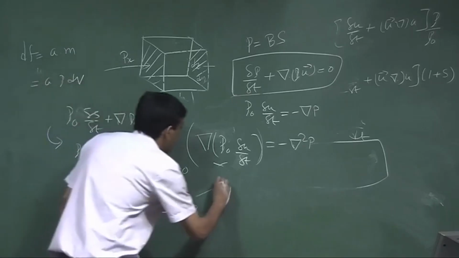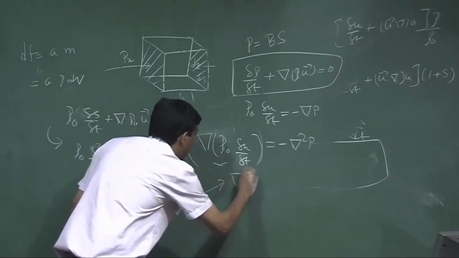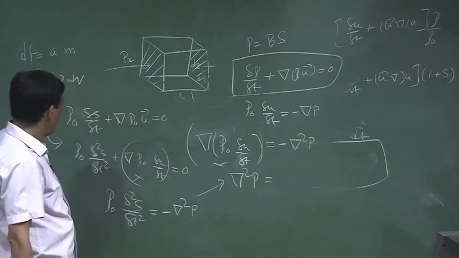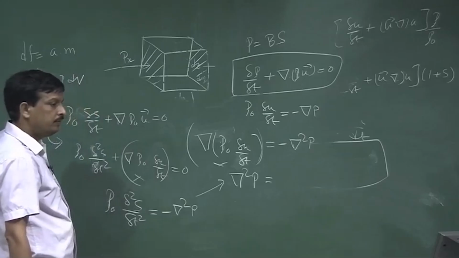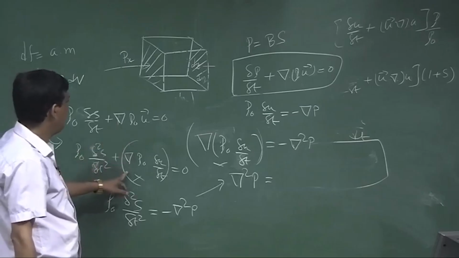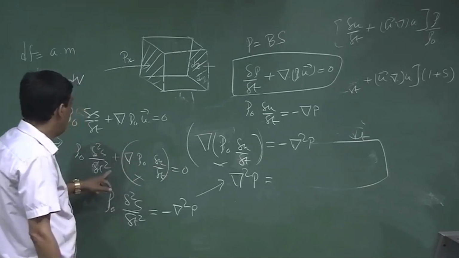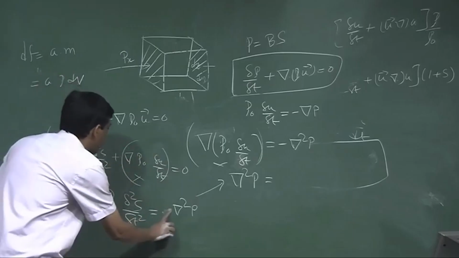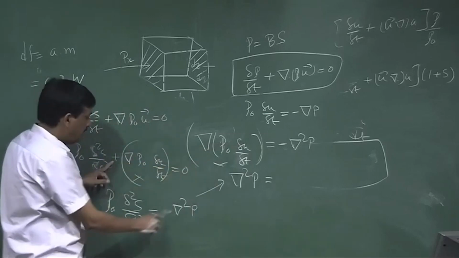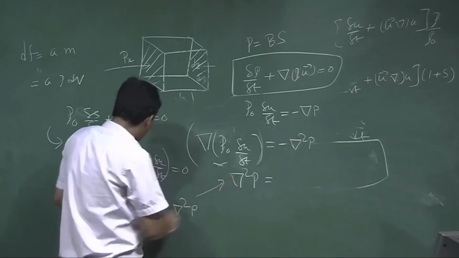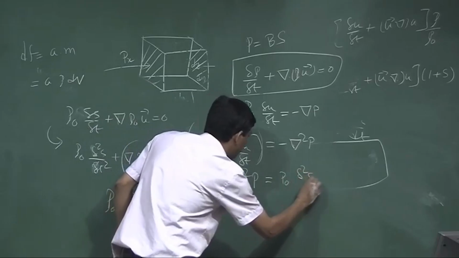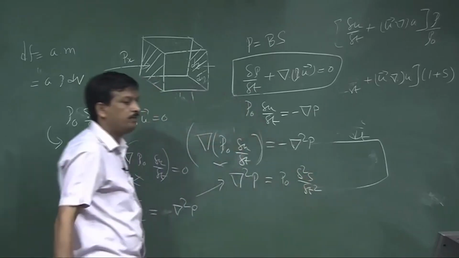Okay. Or here I can write, the minus will not be there. This term is the same, and this term is nothing but minus. So, minus will not be there, because this term is equal to minus. I put the minus del square p, so that side will be plus. So, it is nothing but a del square p. So, del square p is nothing but rho 0 del square s by del t square.